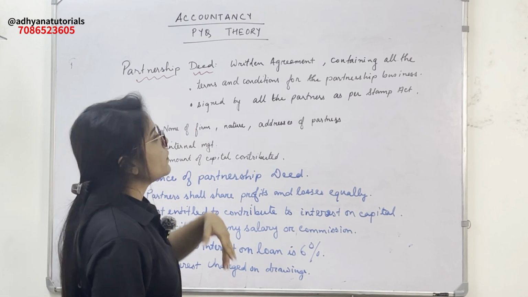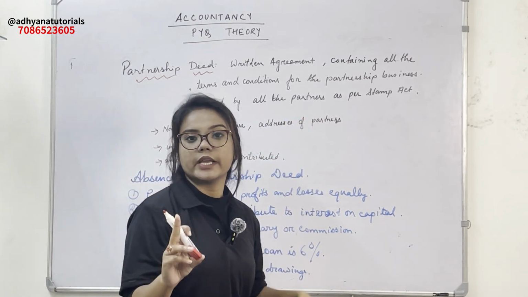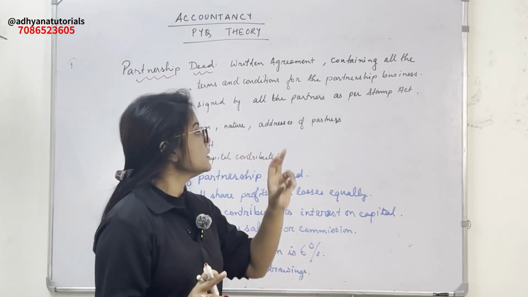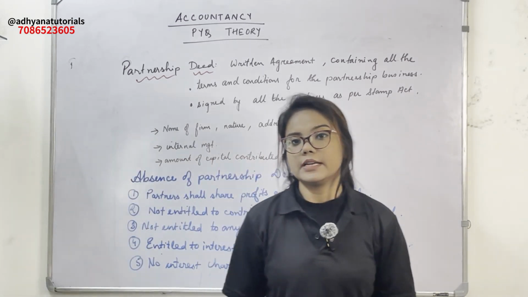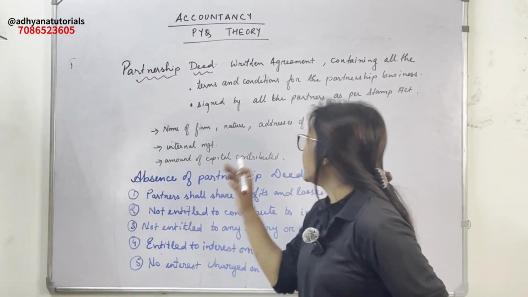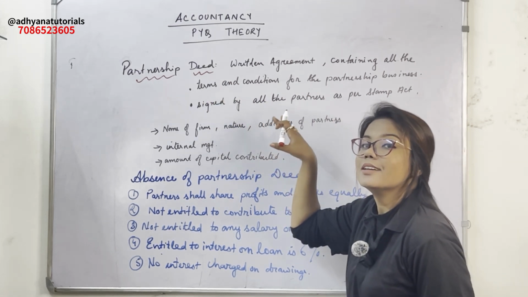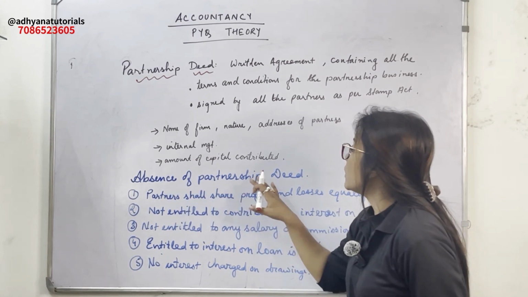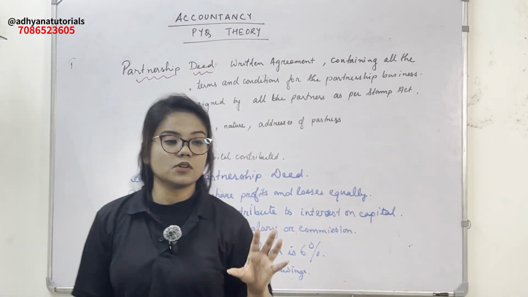This is known as partnership deed, and it is signed by all the partners. It won't do if only one person signs; every partner named there must sign as per the Stamp Act, and a stamp must be affixed. Once it is approved by this, then only this business comes into legal existence. Understood, okay? Next is the absence of partnership deed.